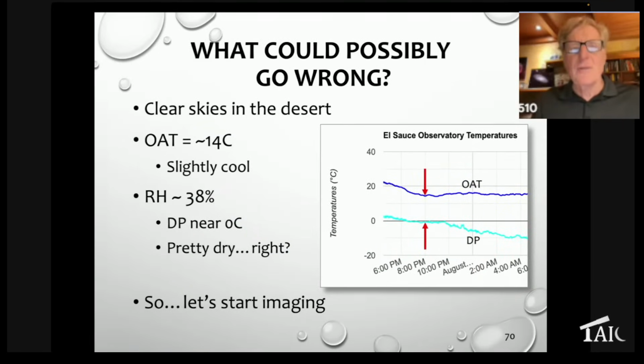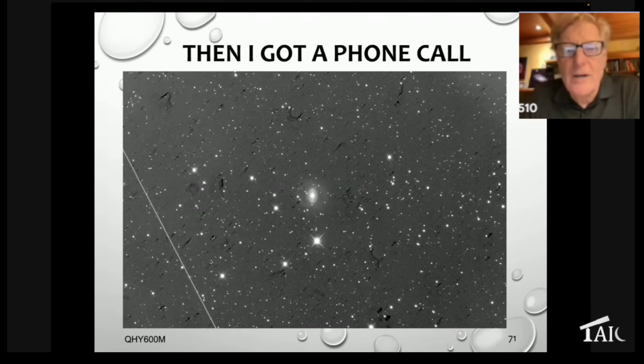And so about 2 weeks ago, maybe 3 weeks ago, I can't remember, what could possibly go wrong? It was clear down in Chile. I happened to snag the temperature dew point plot from that night. The outside air temperature was about 14 degrees C, so a little cool, not too bad. The relative humidity was 38. That's not super wet. Dew point was near zero, so it's pretty dry. So let's start imaging.